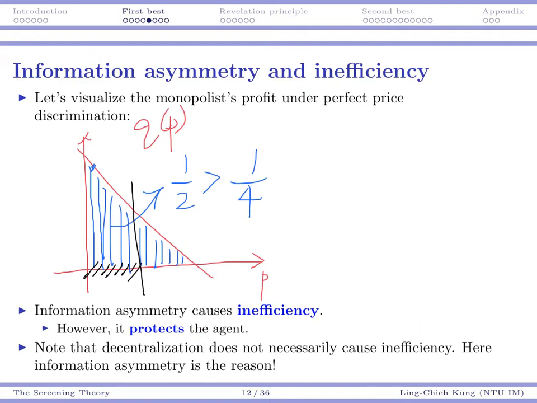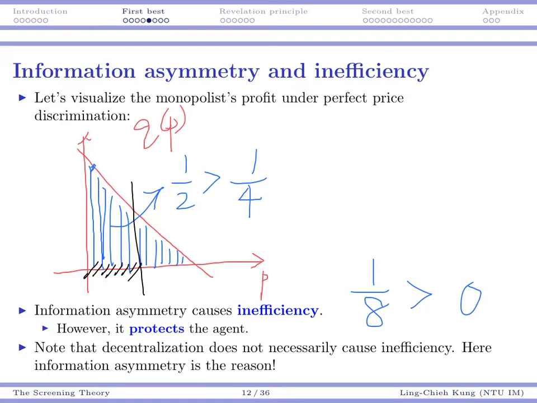Previously, the agent earned 1 over 8 as the consumer's surplus. All the consumers together earn 1 over 8 as their utility. But now, they only get zero, because no one is earning a positive utility. So this also confirms our intuition: getting some private information helps the agent. Here, I want to highlight one thing.